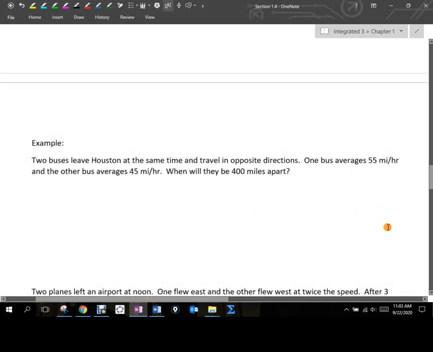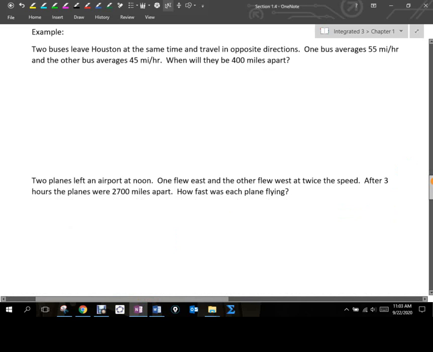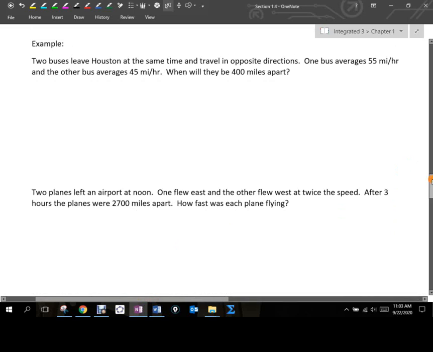All right, two buses. Two buses leave Houston at the same time and travel in opposite directions. Okay? It says one bus averages 55 miles per hour and the other bus averages 45 miles per hour. When will they be 400 miles apart? Okay, so when we come across story problems, guys, I think the best thing to do is draw a picture first.